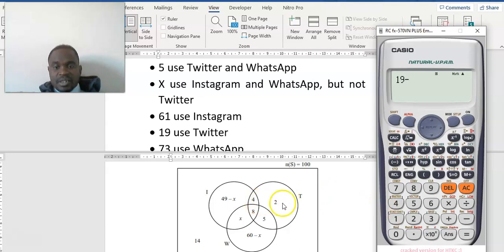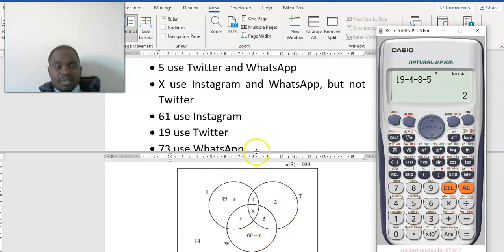minus this 4, minus 8, minus 5 gives us 2 here, because the whole of this was given to us as what? 19. Okay, so now we have filled here. It's left with this one. We can also fill. How do we fill that one?